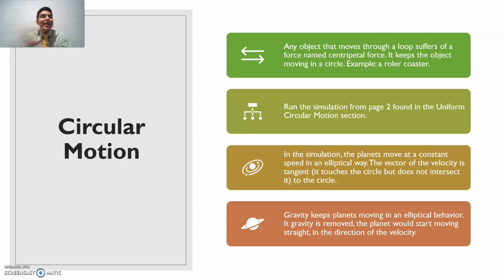And if we have any object that is following this direction or this specific motion, then it is going to experience centripetal force, such as the planets as well. And of course, what was mentioned here, our roller coaster.